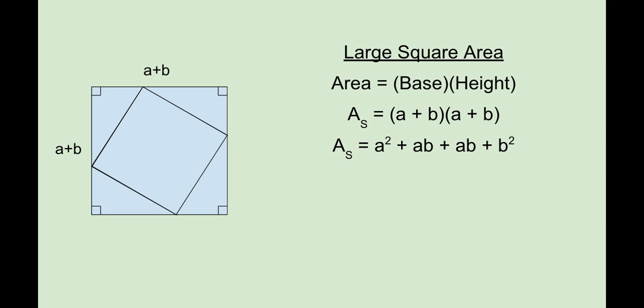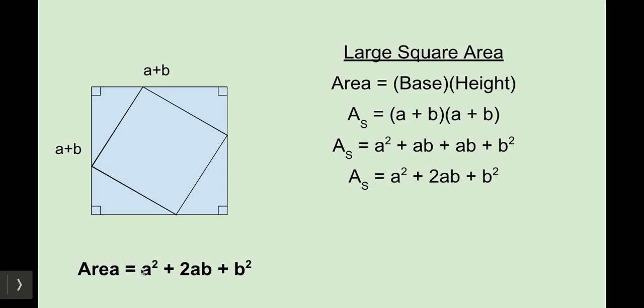It's 2 times 3 and 3 times 2. They're both 6. So AB and BA would be the same. And then lastly, B times B is B squared. All right, so what's the area of the square here? Well, add those up. The total area is going to be A squared plus 2AB plus B squared. So that represents the area of this big blue square.